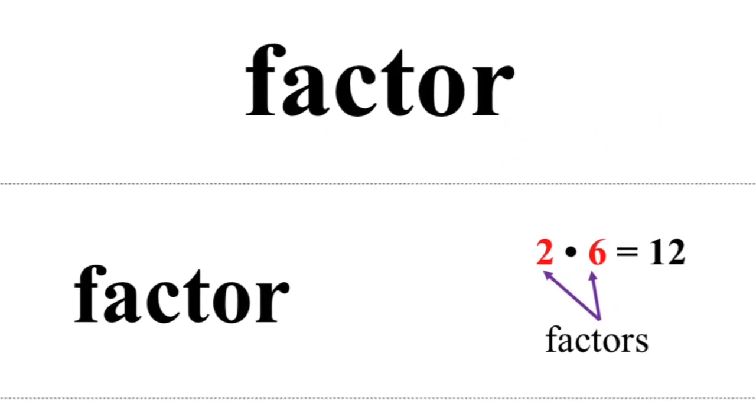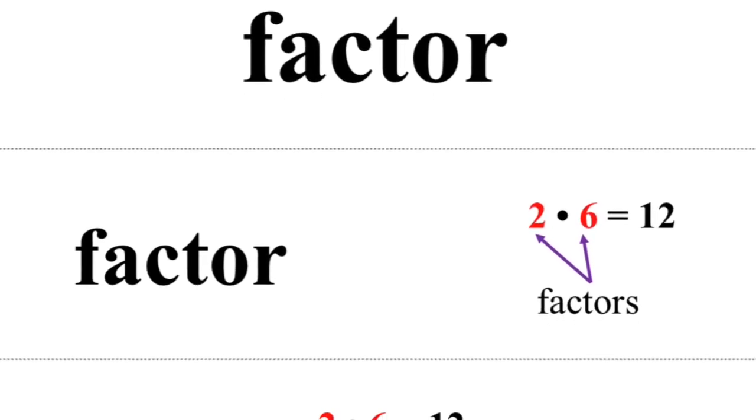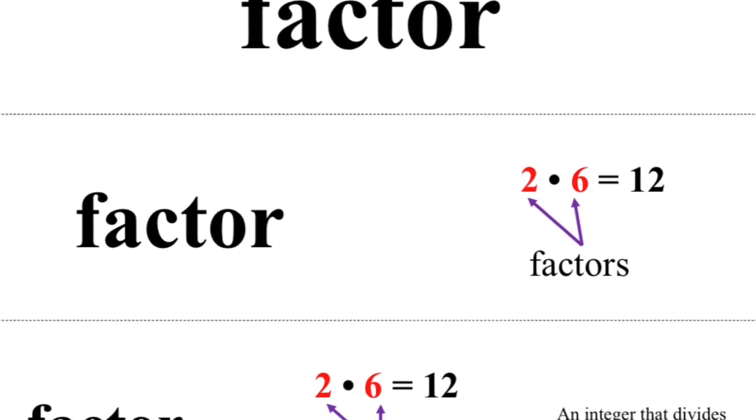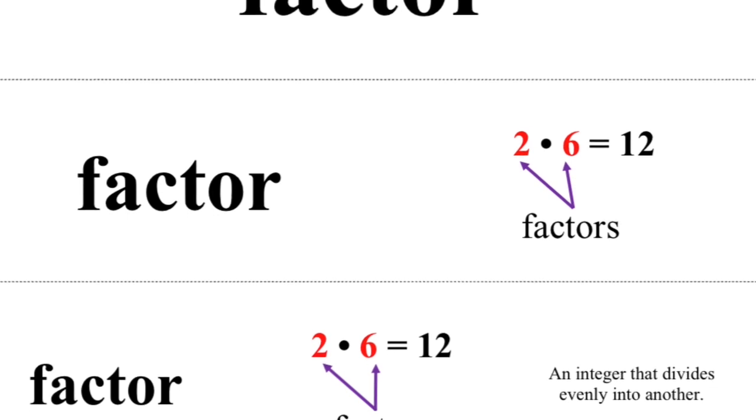A factor is anything that divides a number or a term. For example, 12 has several factors. 2 times 6, or maybe 3 times 4, or 2 times 2 times 3.